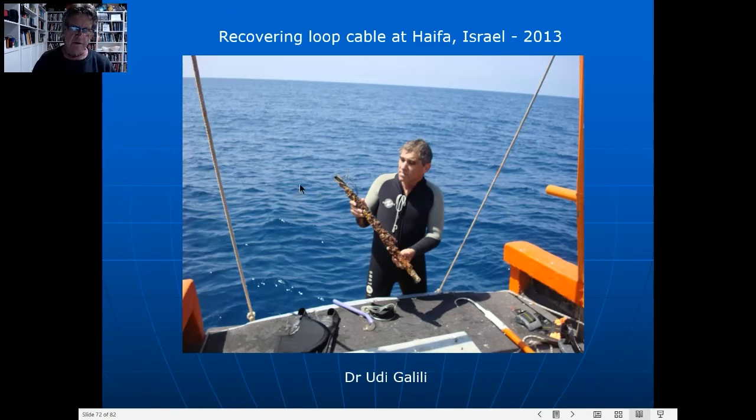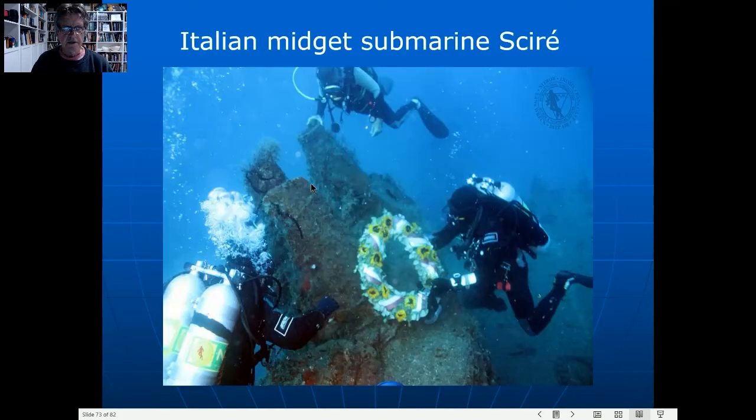And the other person we were working with was Fabio Roberti from Italy, who was most interested in the fate of the Italian midget submarine that was wrecked, the Shearer. So there's the wreck in Haifa Harbour, and you had some divers laying wreaths because the submariners were trapped in there, they died in there. Okay, so it's a war grave.